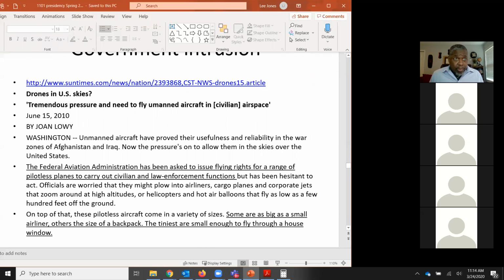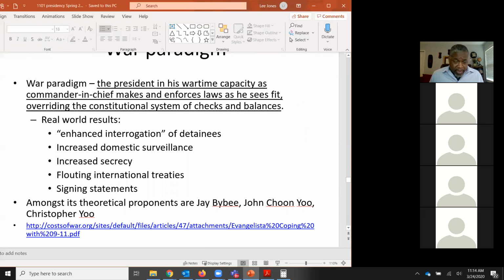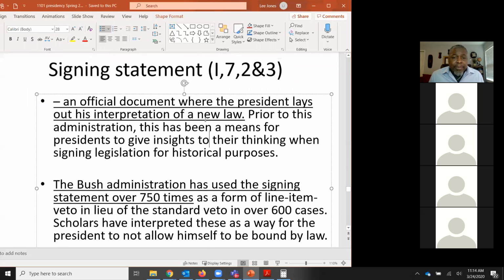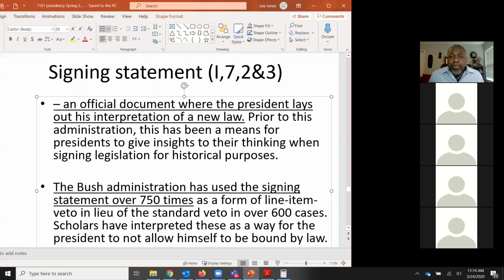We just said that the war paradigm is where the president in his wartime capacity as commander-in-chief makes and enforces the law as he sees fit. I want you to read through this argument, but along with this, I want you to lay claim to an understanding of the signing statement. A signing statement prior to the Bush years used to just be where the president of the United States would sign a bill into law and would then issue an essay where he talked about why he signed the bill, talk about the historic significance of the bill, talk about the policy relevance of the bill.